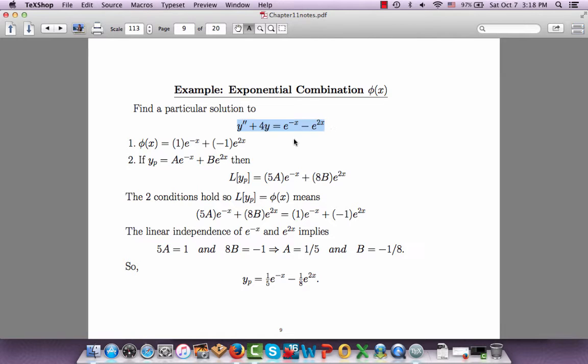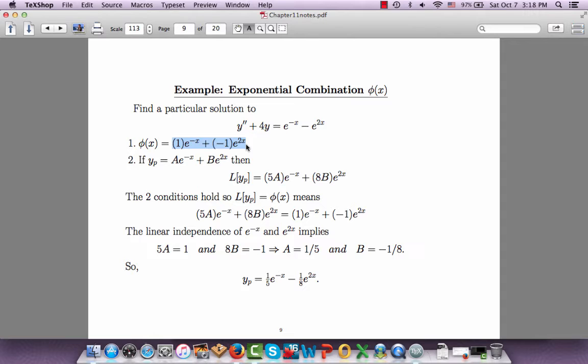Our phi of x is e to the minus x minus e to the 2x. So that's a linear combination of two functions that are linearly independent, e to the minus x and e to the 2x. So in this case, unlike the polynomial case, it's pretty clear what the linear combination that we need to use is. So our phi of x is just 1 times e to the negative x plus a negative 1 times e to the 2x.